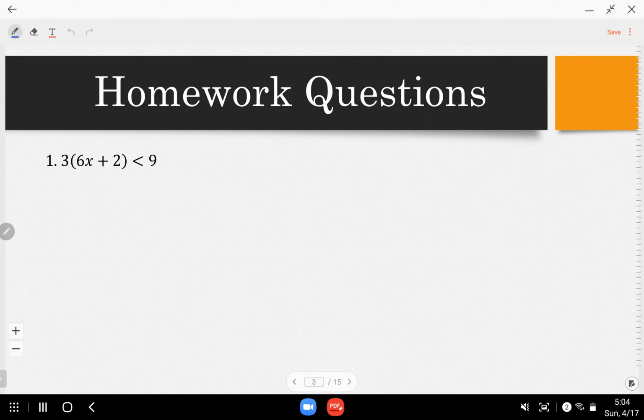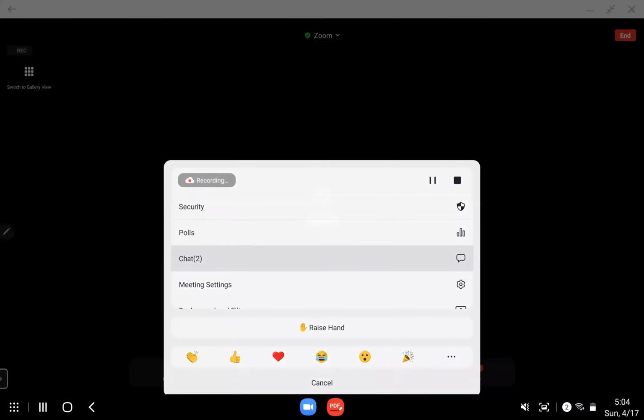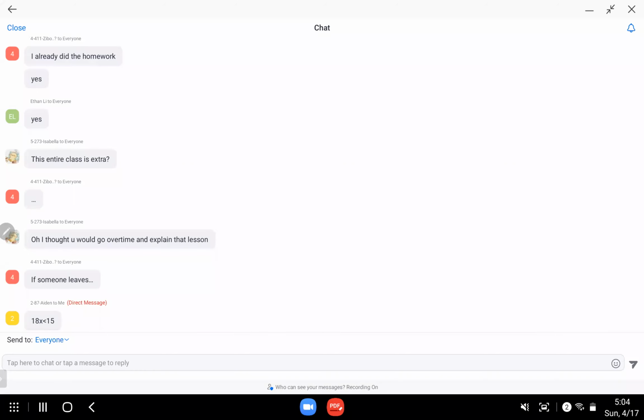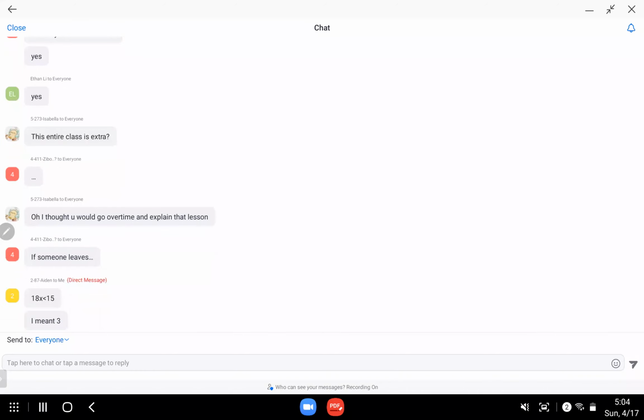Okay, should be quick. If you pull up our last lesson's homework, then you can just put it in. All right, I'll go over it now. So this is just the distributive property. Distributed, it is 18x plus 6 is less than 9. Then 18x is less than 3, so x is less than 3 over 18, which is 1 over 6. Hopefully that's what everybody got.